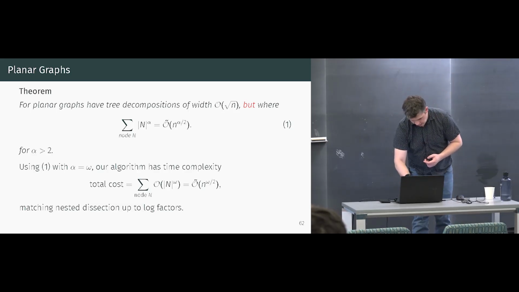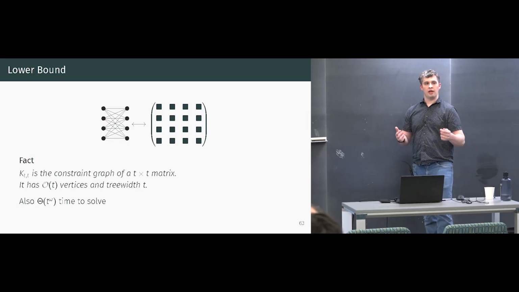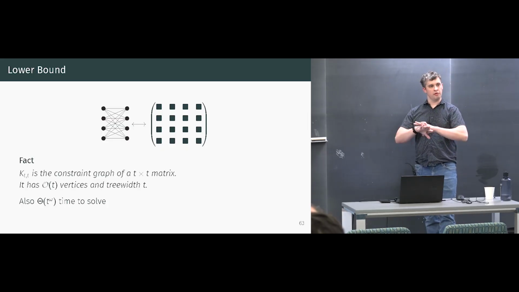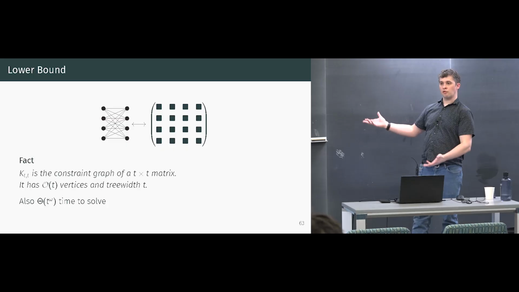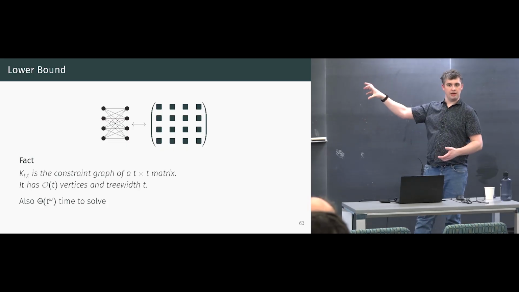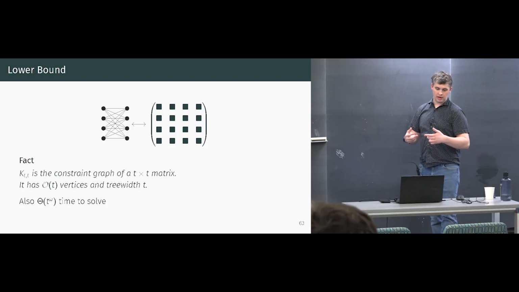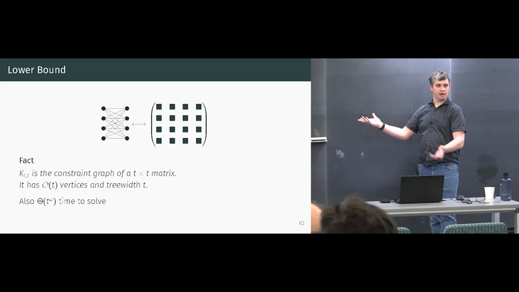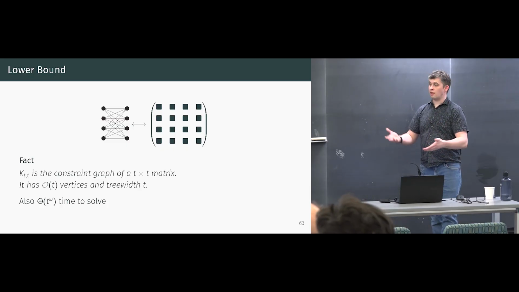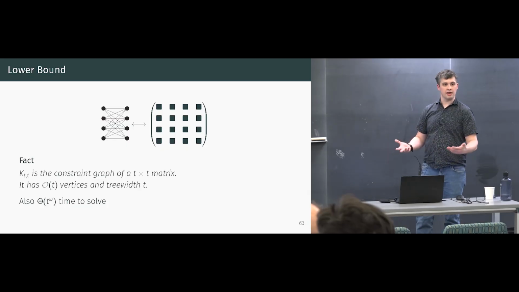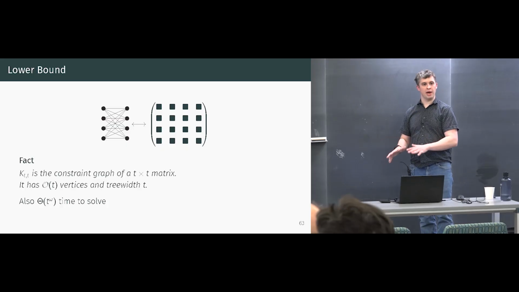And so the last thing I wanted to talk about is a lower bound. Maybe we can argue that you can't do better than our algorithm. And this is going to depend on a conjecture, but, well, okay, it starts with the observation that a t by t matrix, the constraint graph for it, is the bipartite complete graph, right? Order t vertices and tree width t. And we're assuming that this takes t to the omega time to solve. Well, okay, this is not an assumption, this is more the definition of omega.